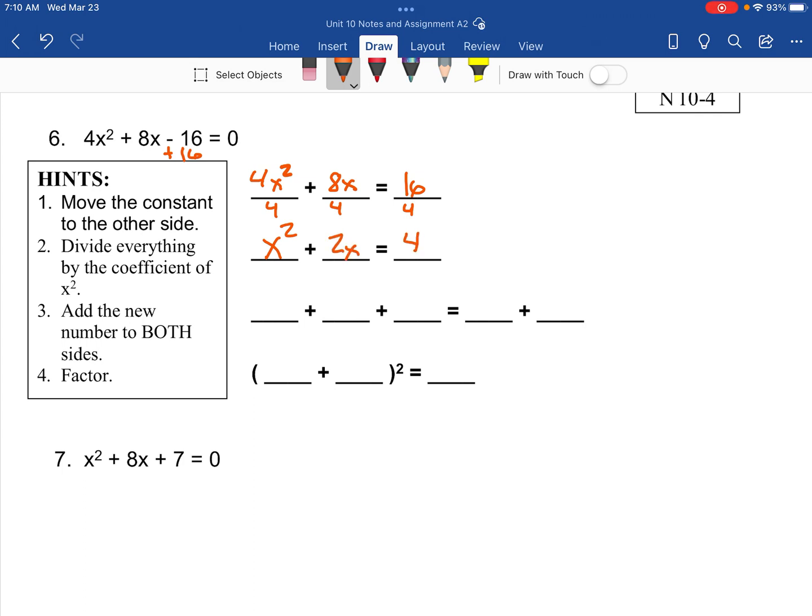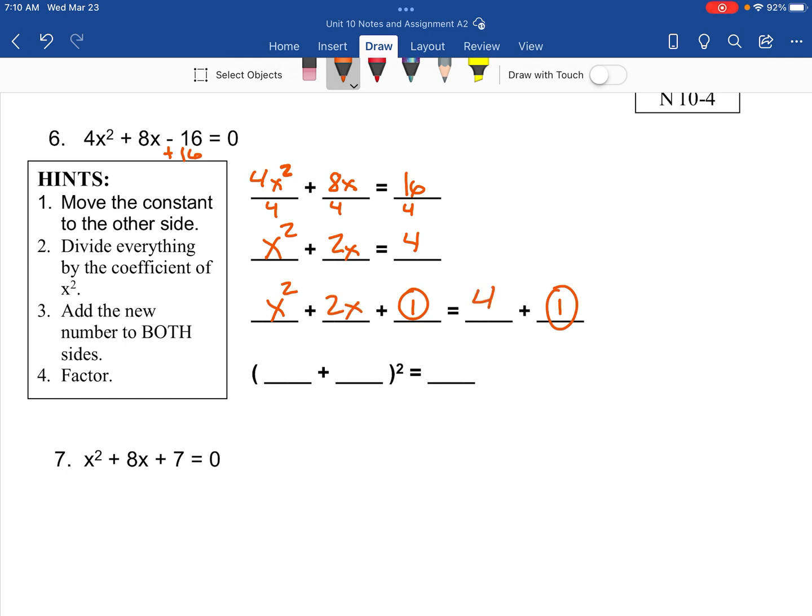Okay, then third step is the same as the previous one. Add the new number to both sides. Well, what number do we need to add to make this a perfect square? Well, my b value is 2 now. Half of 2 is 1, and 1 squared is 1. So I'm going to add 1 to both sides. This is still x squared plus 2x, and this is still 4.